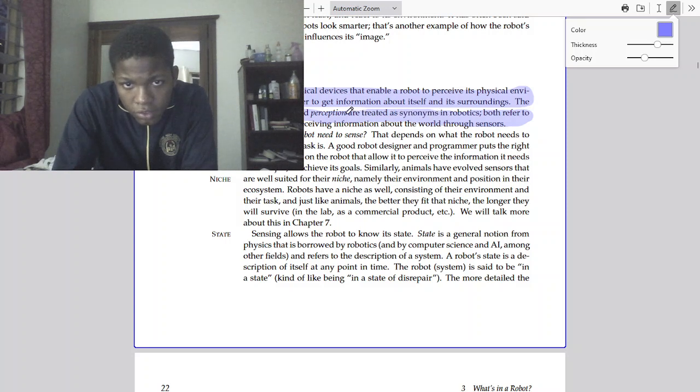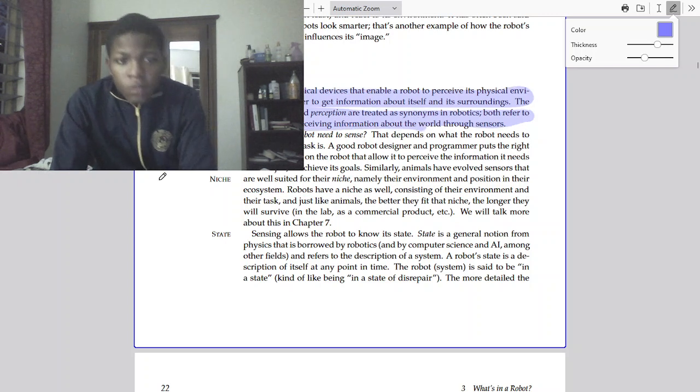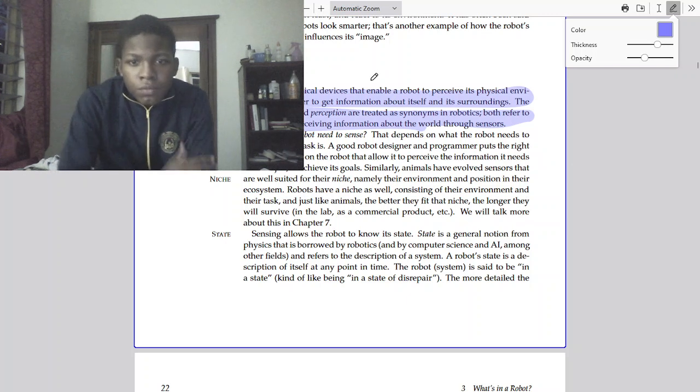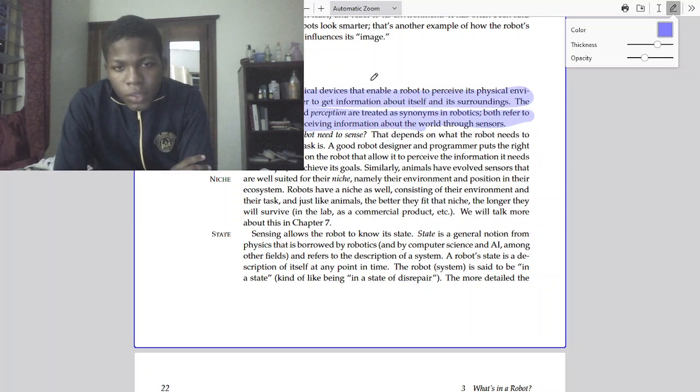I'll just highlight this entire section because all of it is pretty relevant. Alright. What the robot needs to sense depends on what the robot needs to do, what its task is. So a good robot designer and programmer puts the right kind of sensors on the robot to allow it to perceive the information it needs to do the job and to achieve its goals. Similarly, animals have evolved sensors suited for their niche, namely their environment and ecosystem.